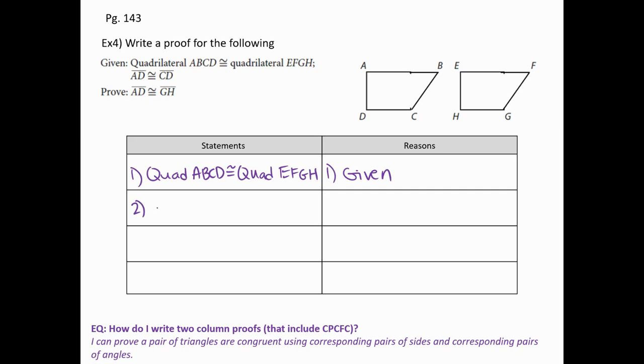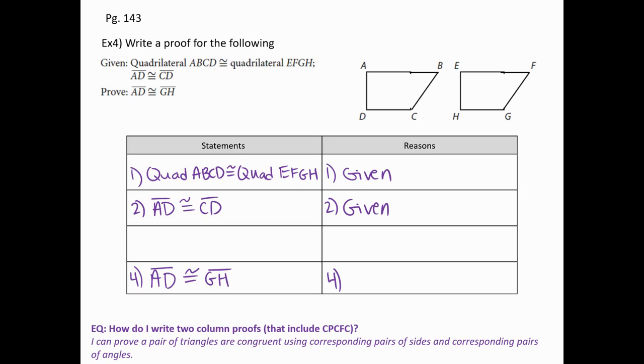And this one, because we have two parts to our given, I'm going to write my two statements. AD is congruent to CD. And that's my given. And then again, because it's preset, I already see how many steps I'm supposedly going to take. So I'm going to put my final statement here at the bottom. This is what I am hoping to prove. I do not yet know how I'm going to do that.